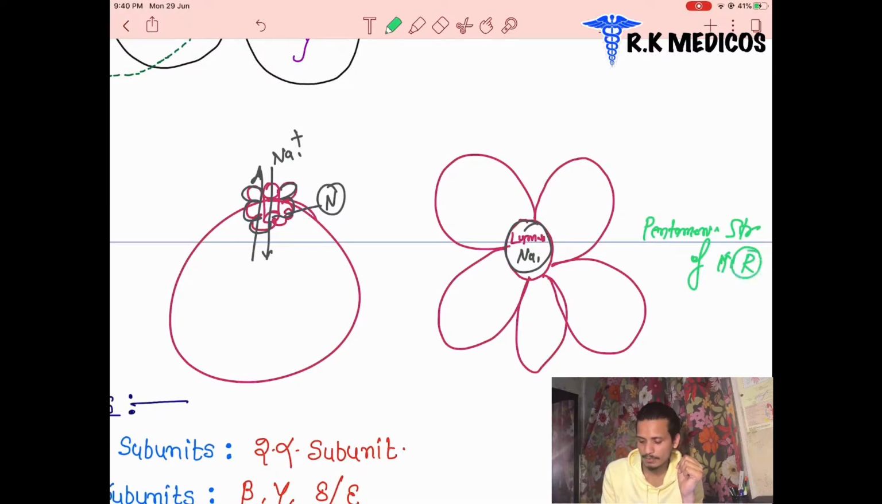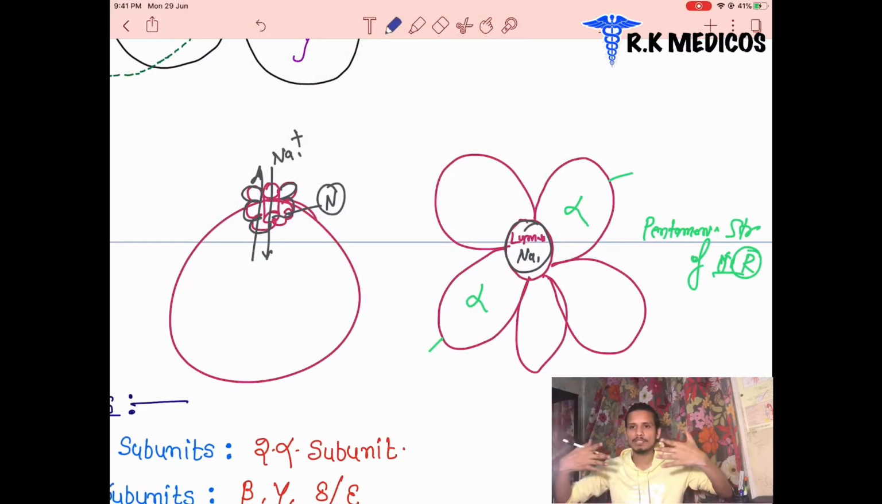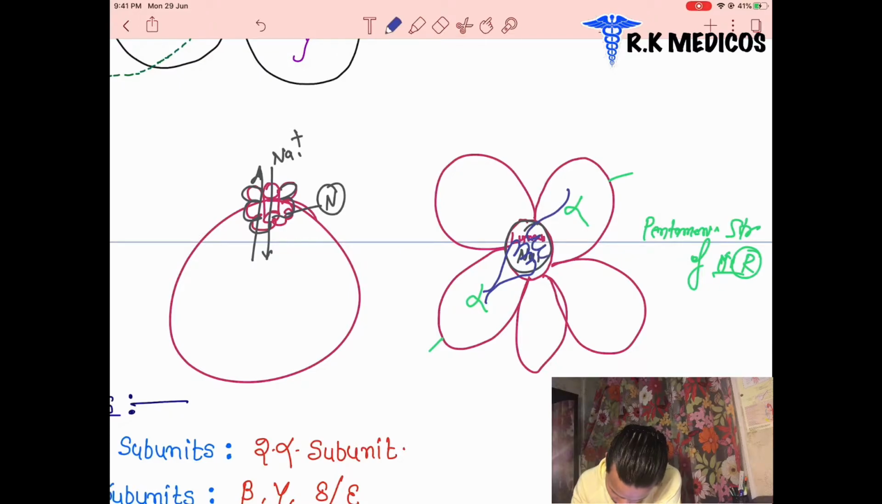The pentameric structure of the nicotinic receptor. What happens here? There are 2 alpha units, one is this one and one is this one. From these alpha units, 2 finger-like projections come towards the lumen like this, and they close the lumen. The lumen is closed by the finger-like projections of the what?